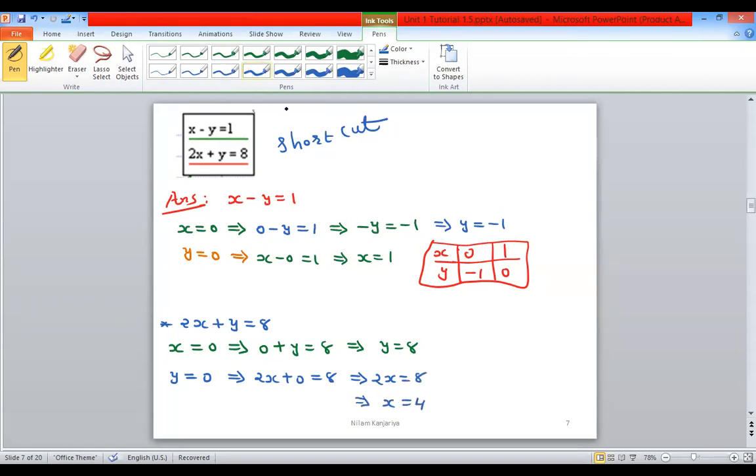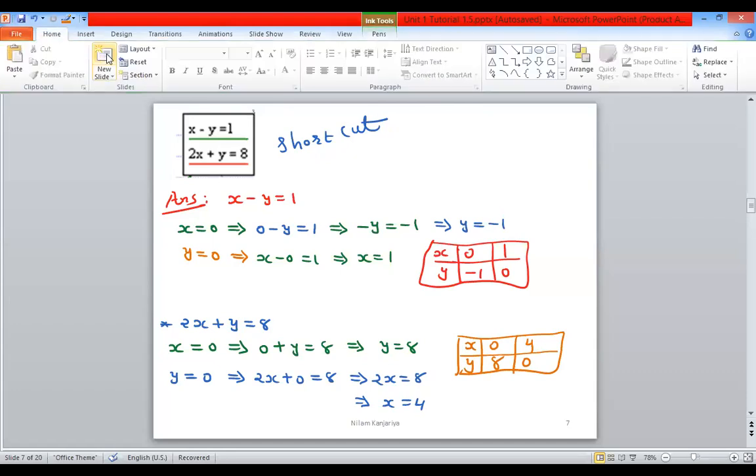Make a table. This is a two value table, x and y. X is 0, y is 8. Y is 0, x is 4. So only using these two points you can get the common point. Now you can draw your graph by these points.